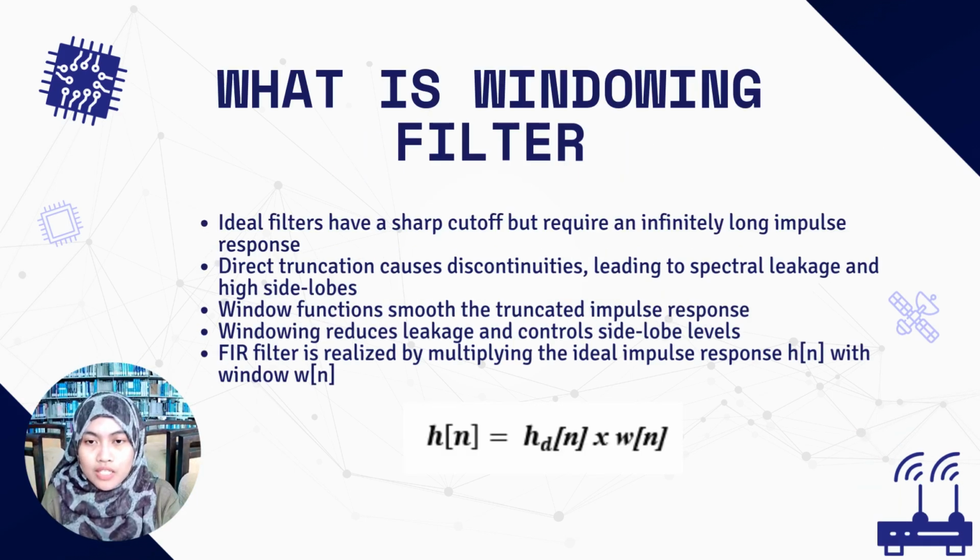Hi, my name is Izzati, and I want to present what a window filter is. First, an ideal filter has a sharp cut-off, equivalent to an infinitely long impulse response. Second, direct truncation causes discontinuities, leading to spectral leakage and high side lobes. Third, window functions smooth the truncated impulse response to reduce leakage and control side lobe level. Lastly, the FIR filter is obtained by multiplying the ideal impulse response hd(n) by the window w(n), and the formula is h(n) = hd(n) × w(n).